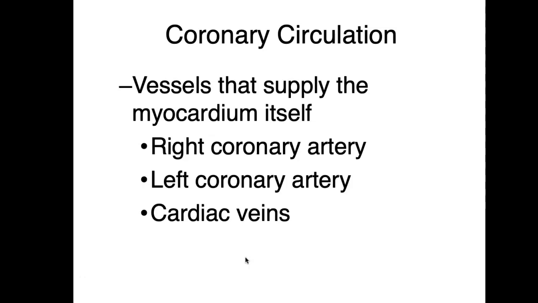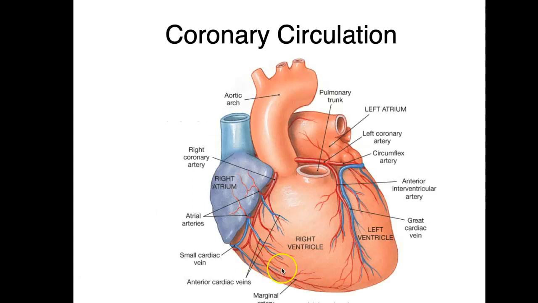I just want you to have an idea of where those arteries are. The vessels that supply the actual muscle of the heart are the coronary arteries. So there's the right coronary, left coronary, and then the cardiac veins. I wanted to show you, but it's not something that I'm going to show you a picture of later and you have to identify. It's just to get a general idea of it.